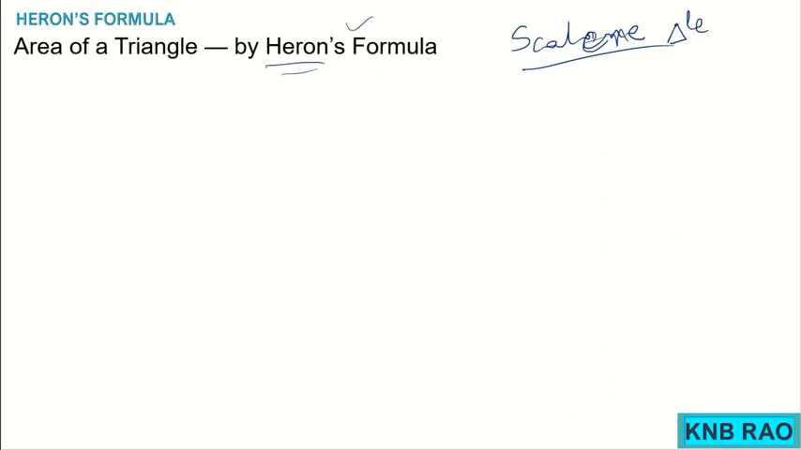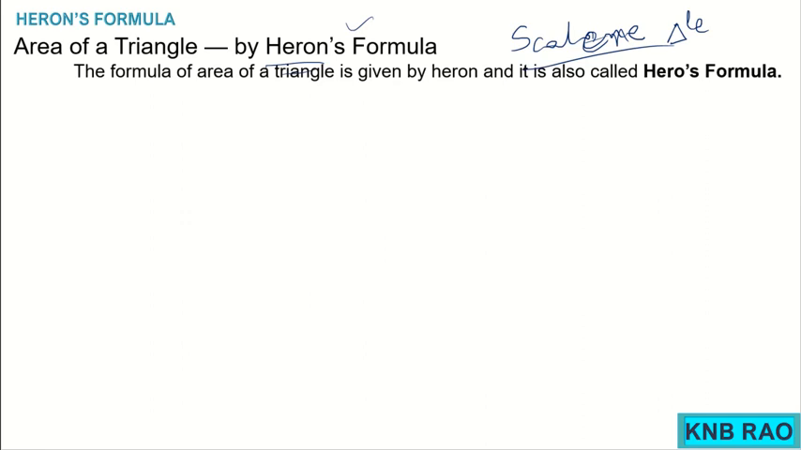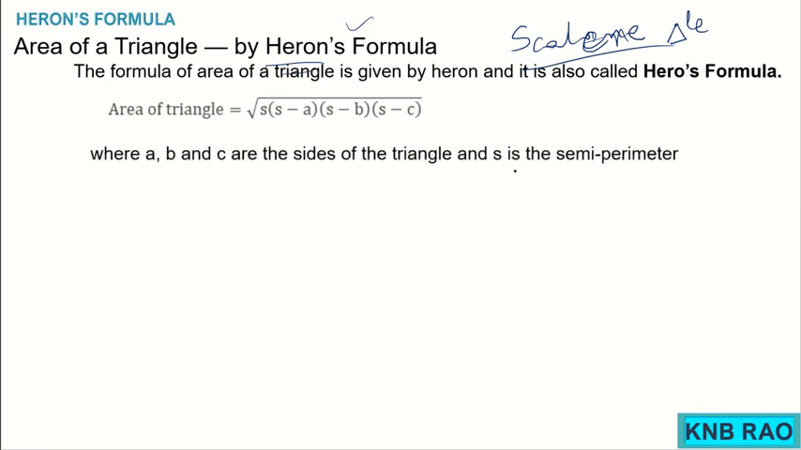So, the area of any triangle you can find by using Heron's formula. The formula for the area of a triangle is given by Heron, and it is also called Hero's formula. Sometimes in some books it is written as root under S into S minus A into S minus B into S minus C. Now, what is this S? S is the semi-perimeter, and ABC are the sides of a triangle.